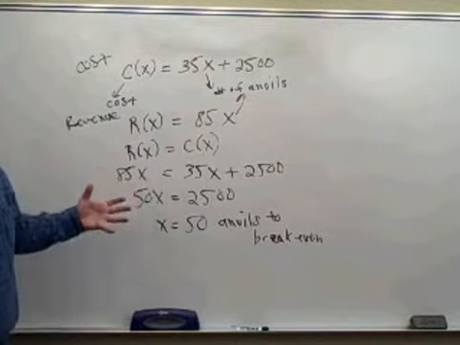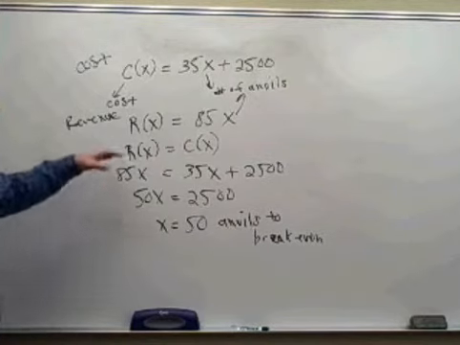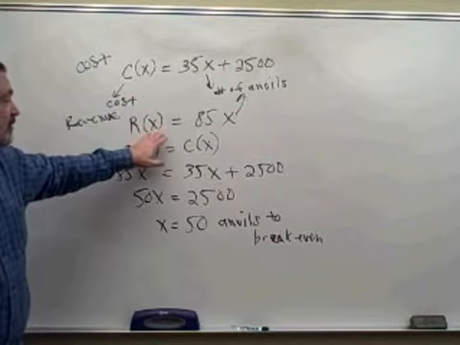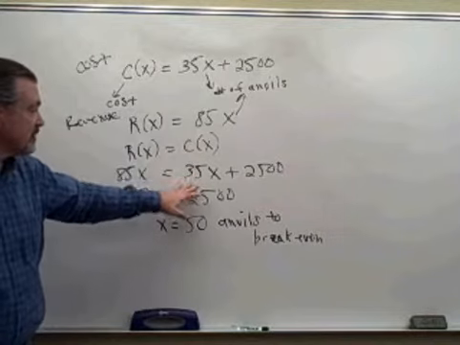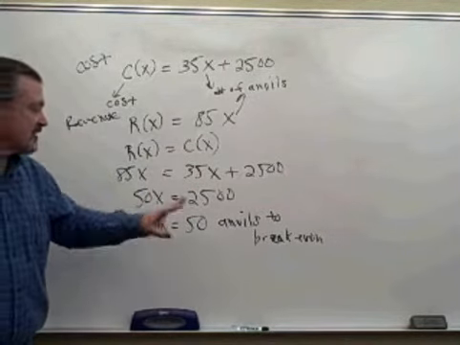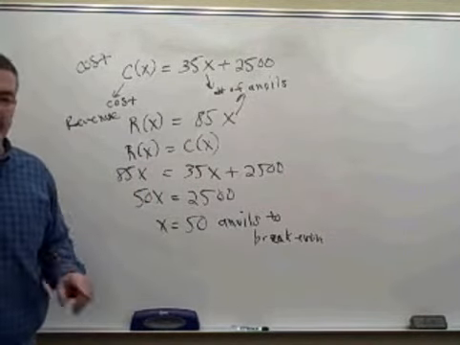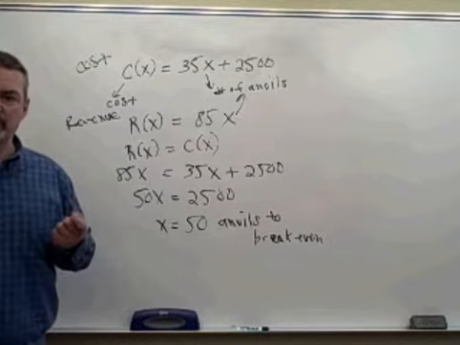So we can perform this kind of break-even analysis. We take our cost function and revenue function, set them equal to each other, and solve for X. That tells us how many of that particular item we have to make and sell in order to break even.